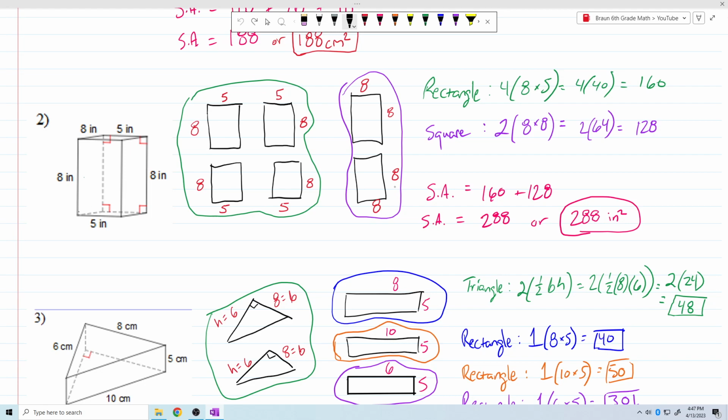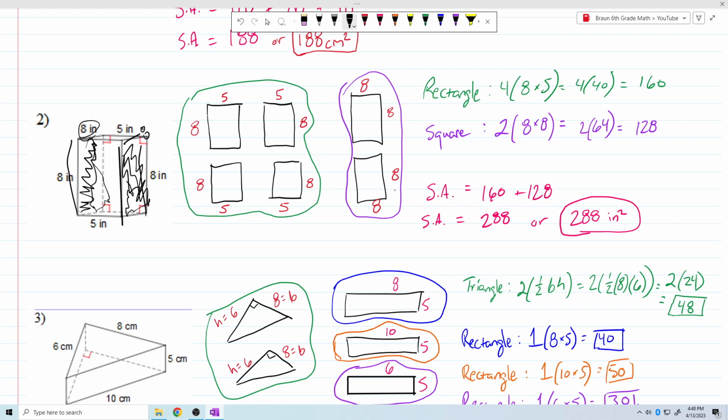The 8x8s, right? It's saying that this is 8 and this is 8, which makes this therefore 8, and this is 8 based on what this is, right? So this is an 8, this is an 8. So those 8x8s are this one, and then the opposite side of it, this one. The rest of them are the 8x5s.